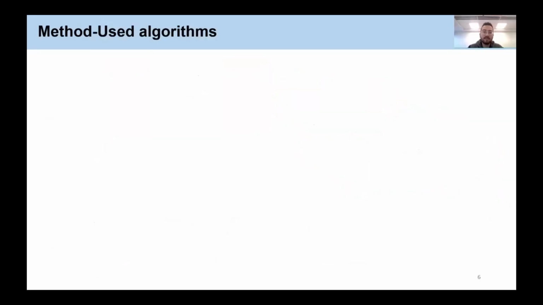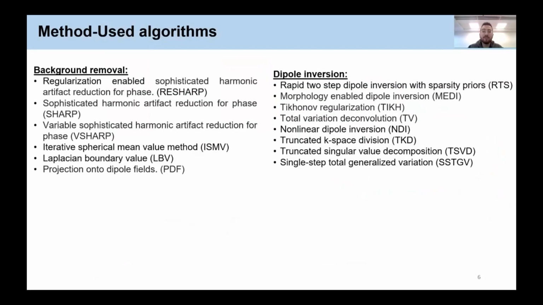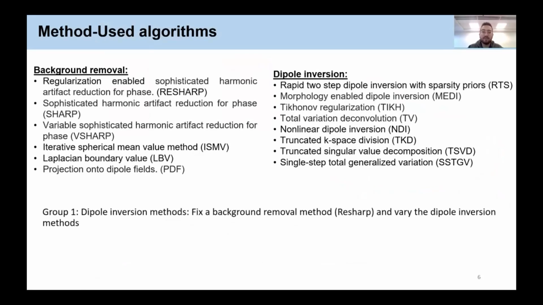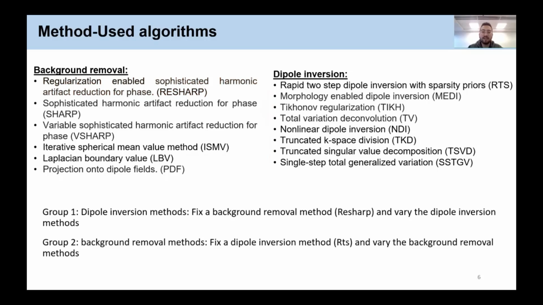These are all the methods that we use for the background field removal and dipole inversion. We divided the experiments into two groups. The first group consists of fixing the background field removal method, in our case the RESHARP method, and combining it with each of the dipole inversion methods. For the second group, we fixed the dipole inversion method to RTS and combined it with each of the background field removal methods. So we have in total 13 methods to reconstruct QSM images.